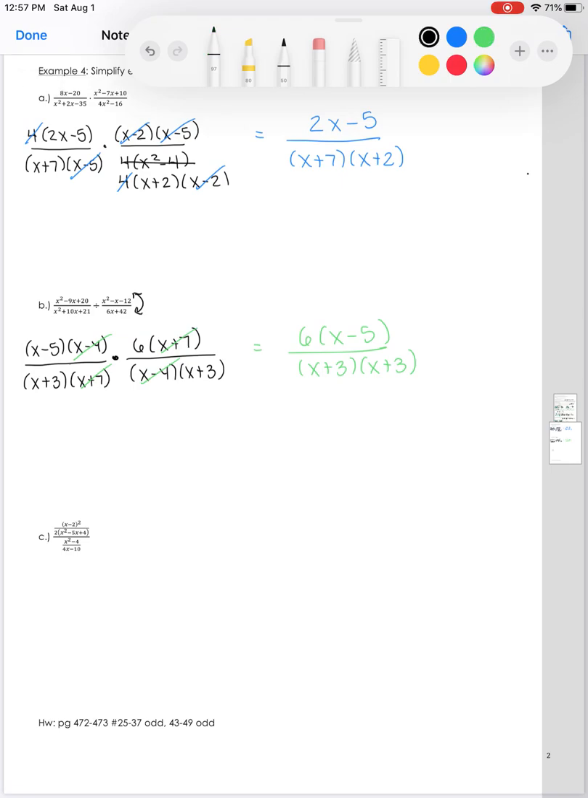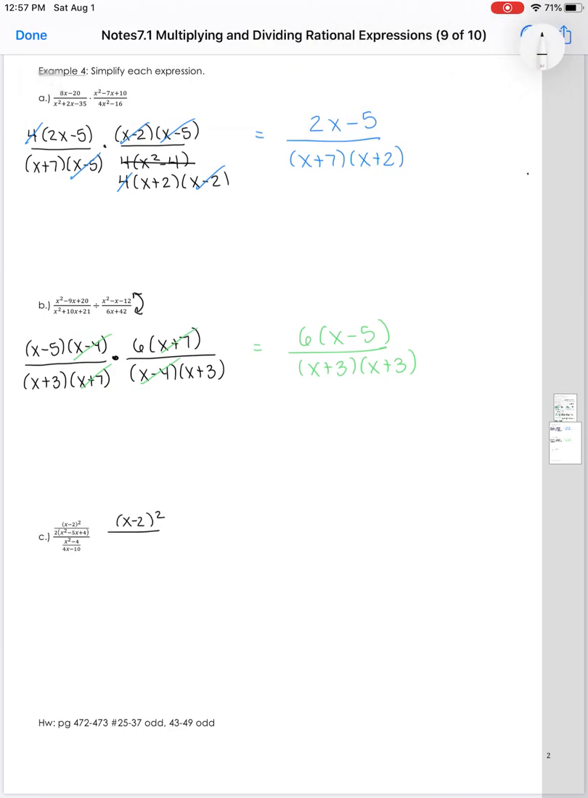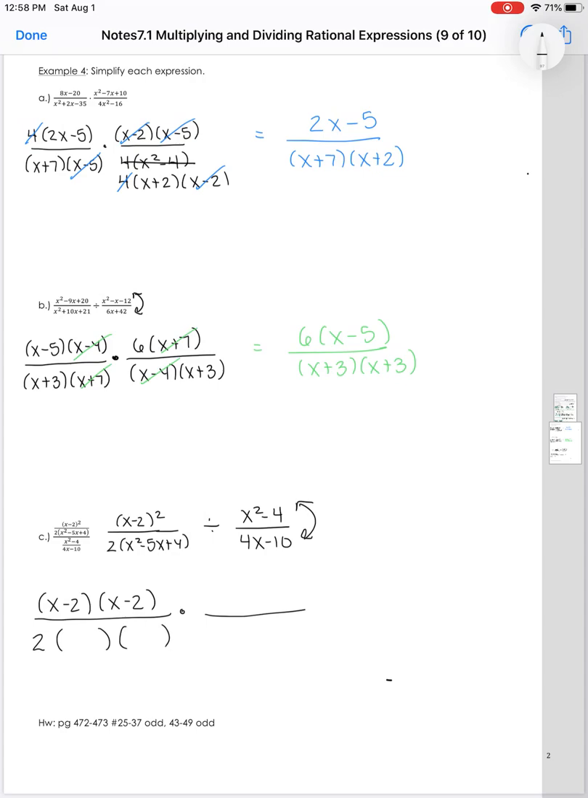All right, last one here. This one's written vertically rather than horizontally. So what I would suggest is rewrite it, because we're so used to it being written horizontally. So divided by x squared minus 4 over 4x minus 10. And this is a division, which means I'm going to have to flip the second fraction. All right, so when you see x minus 2 squared, that means there's 2 of them. Denominator, I have a 2, and then I need to figure out 2 numbers that multiply to get 4 and add to get negative 5. That's negative 4 and negative 1.